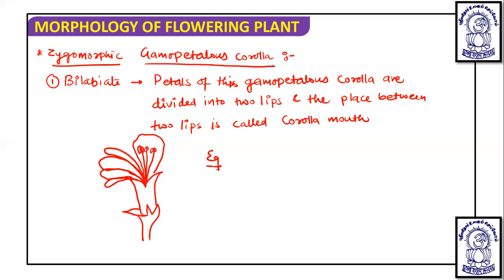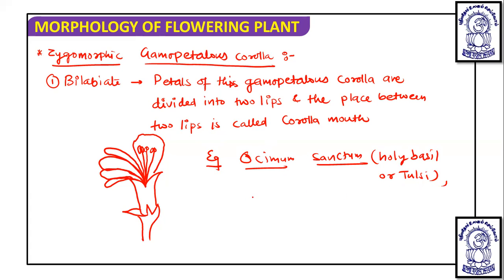And this bilabiate corolla is seen in examples like Ocimum. Ocimum sanctum is the scientific name for the holy basil, which is also known as tulsi in some parts of India. Another example is salvia, and both belong to the Labiatae family.